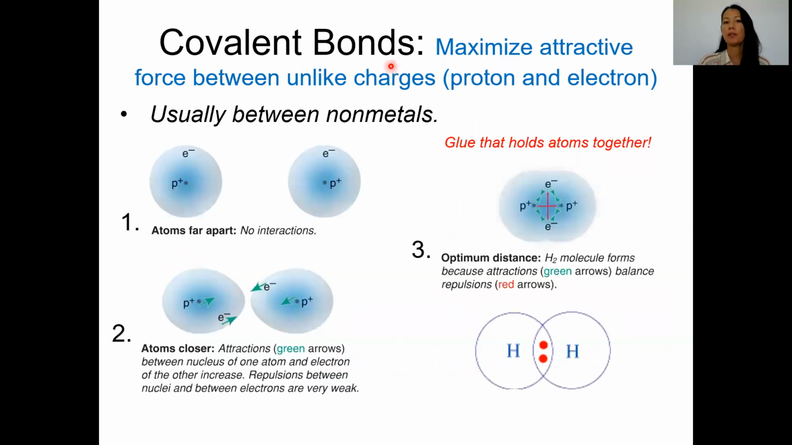Okay, covalent bonds. The key here is they're maximizing attractive force between unlike charges and minimizing repulsions between like charges. So this is the key thing you need to come away with. A proton is positively charged and an electron is negative. Those will actually feel an attractive force and be pulled together when they see each other. So these two, proton, electron, this is a hydrogen atom. These 2 hydrogen atoms aren't interacting.